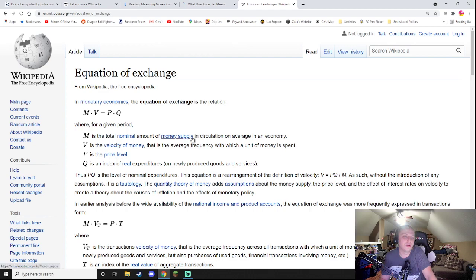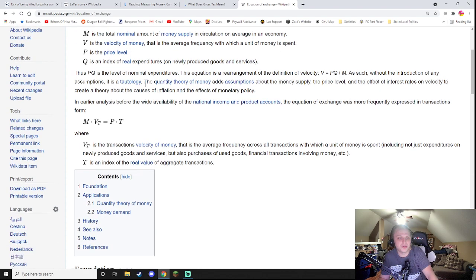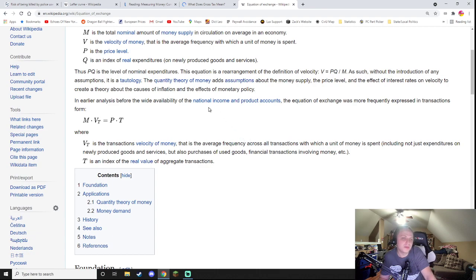In monetary economics, the equation of exchange is the relation M times V equals P times Q. M is the total nominal amount of money supply in circulation on average in the economy. V is the velocity of money, that is the average frequency with which a unit of money is spent. P is the price level, and Q is the index of real expenditures. Thus, PQ is the level of nominal expenditures. The equation is a rearrangement of the definition of velocity. As such, without the introduction of any assumption, it is a tautology.